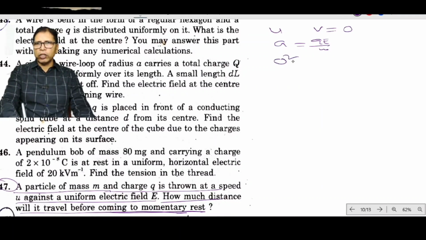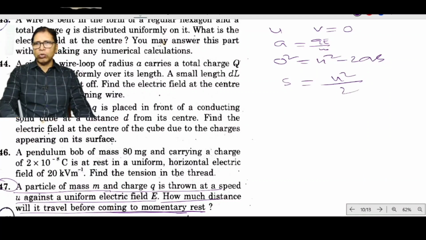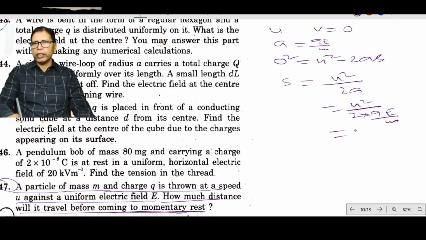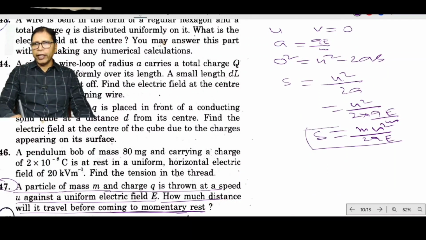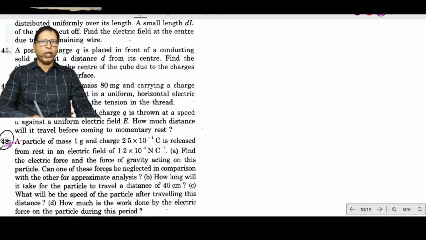Therefore, look at this. 0² equals u² minus 2 × a × s. Therefore, s equals u² by 2a. This is u² divided by 2 × qE by m. Okay. Therefore, look at this. This is mu² by 2qE, the distance travelled before coming to momentarily rest. Okay, no problem. Look at this, 49.